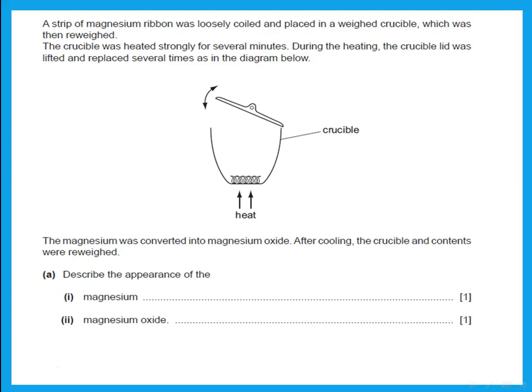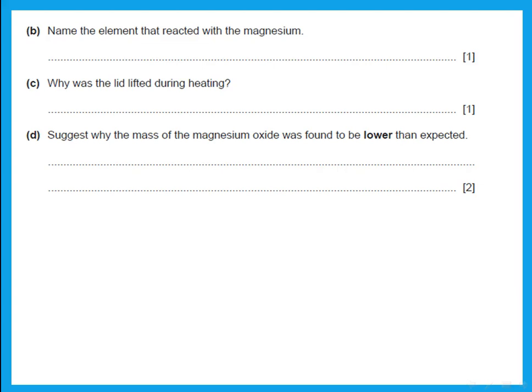Okay, a strip of magnesium ribbon was loosely coiled, placed in this crucible. Anyway, what he's saying is he heated it. Describe the appearance of the magnesium. We said at the beginning magnesium is a metal, so it is a silvery gray metal. But at the end, when it reacts with oxygen, it forms magnesium oxide. What is the appearance of magnesium oxide? We said that's a white solid or a white ash.